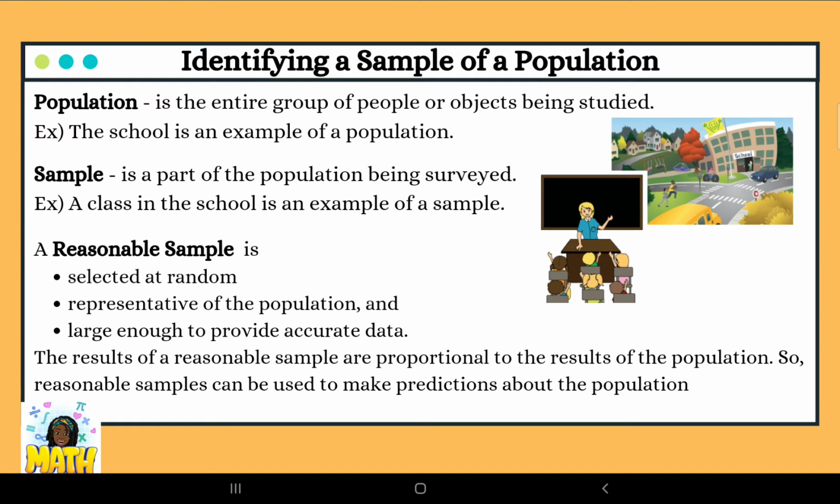A reasonable sample is selected at random, representative of the population, and large enough to provide accurate data. The results of a reasonable sample are proportional to the results of the population, so reasonable samples can be used to make predictions about that population.